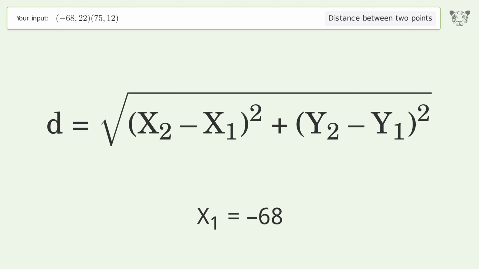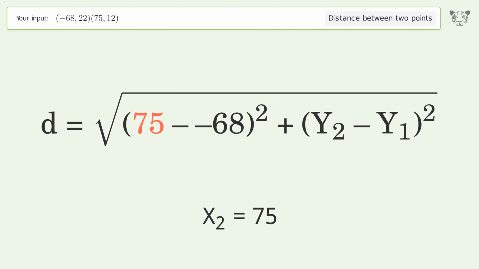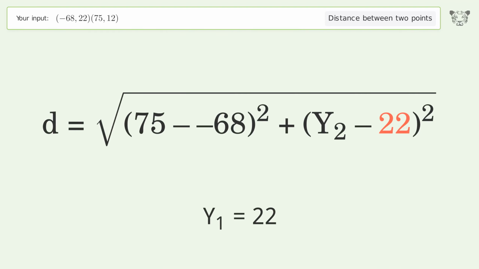x1 equals -68. x2 equals 75. y1 equals 22. y2 equals 12.